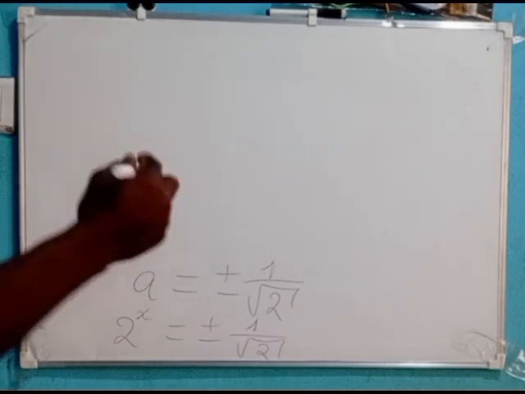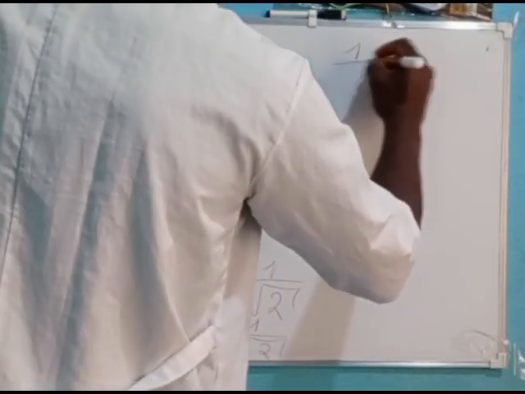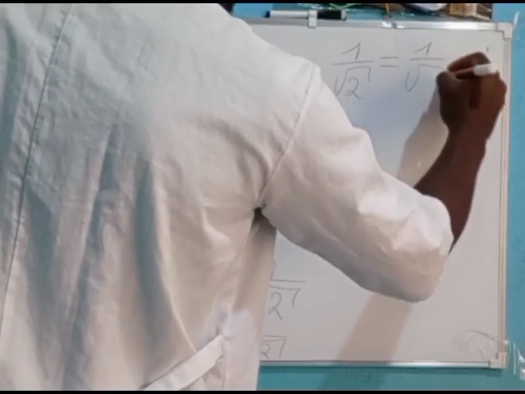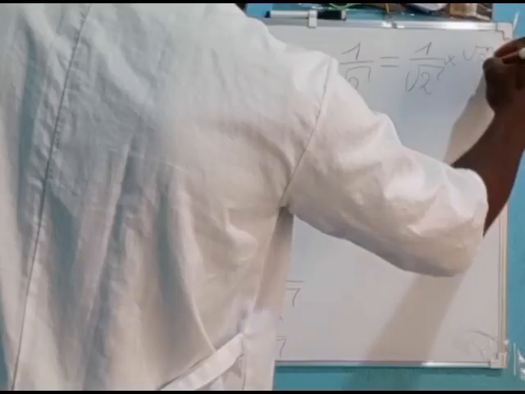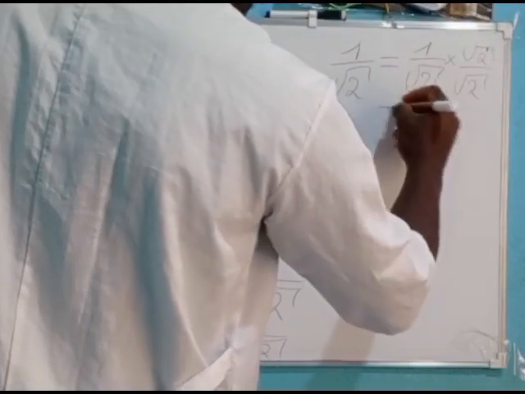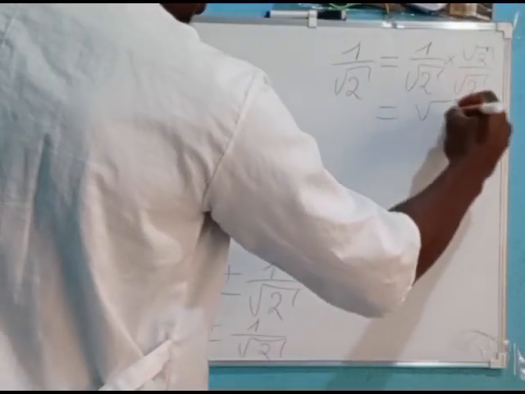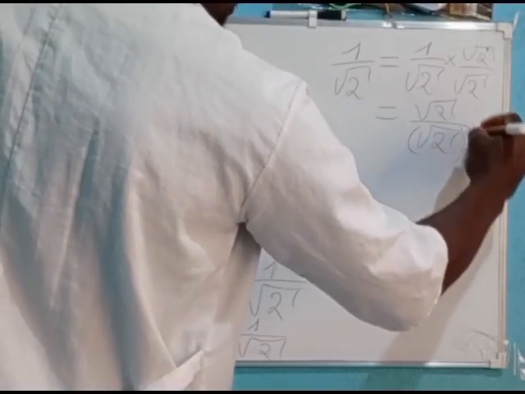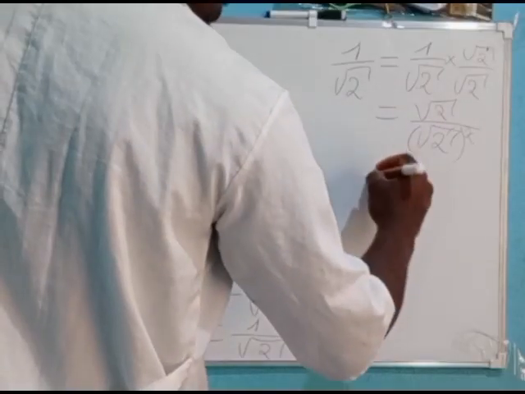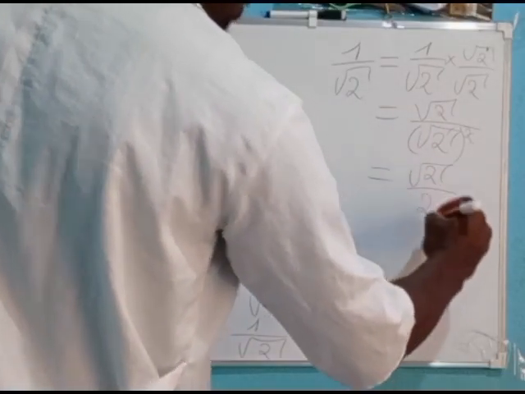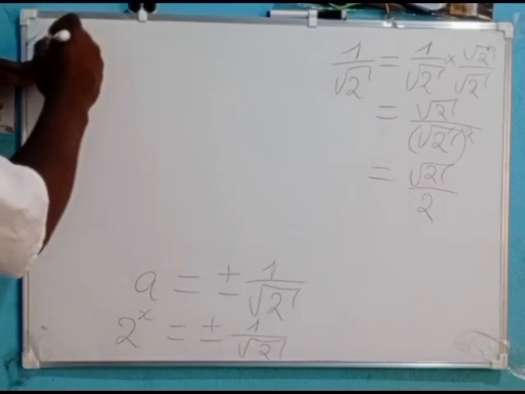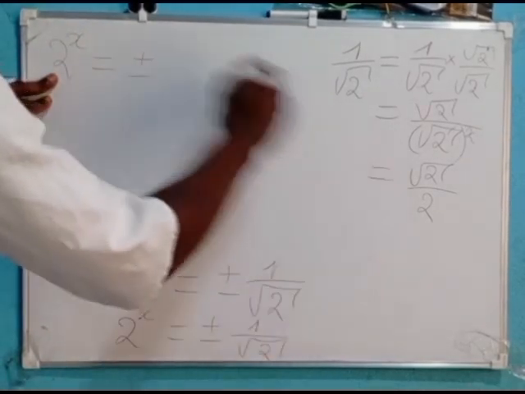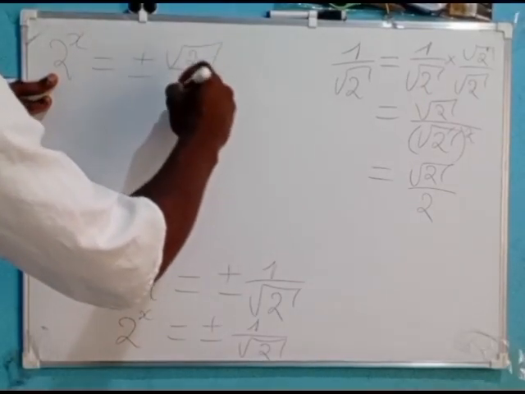Let's rationalize 1 over root 2. 1 over root 2 is the same as 1 over root 2 times root 2 over root 2. This will give us 1 times root 2 gives us root 2, over root 2 times root 2 gives us root 2 squared. This and this strike off, we will be left with root 2 over 2. This will give us 2 raised to the power x is equal to plus or minus root 2 over 2.